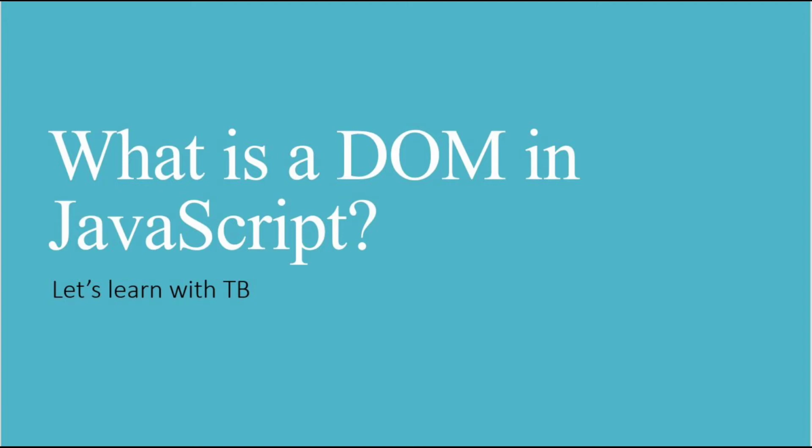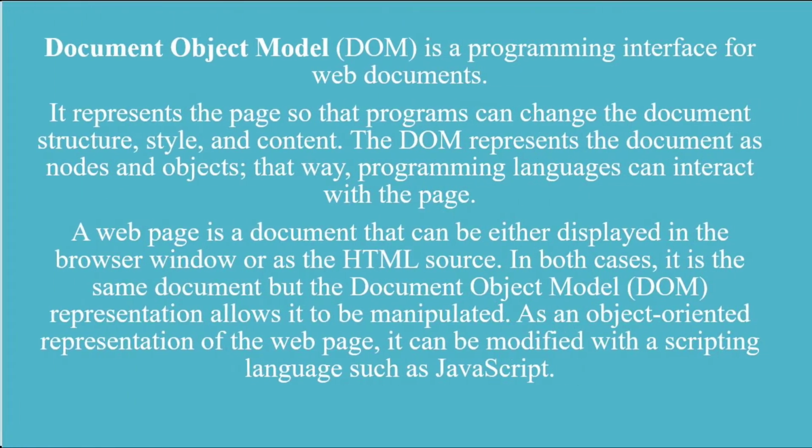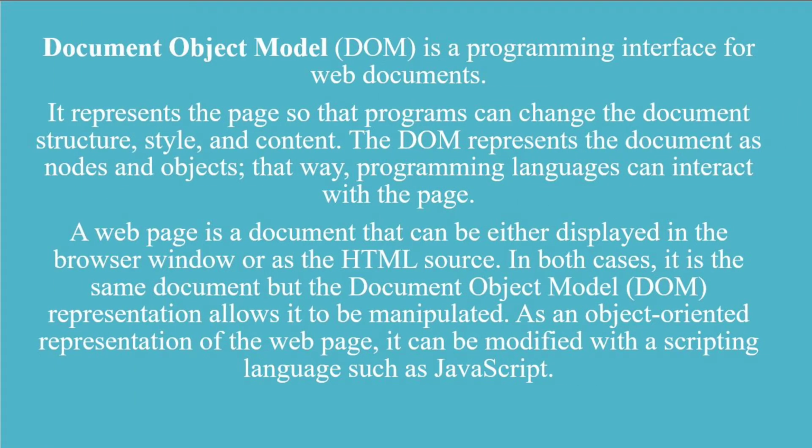Hello everyone, in this particular session we'll be discussing what is a DOM in JavaScript. So DOM, the full form of DOM is basically Document Object Model, and it is a programming interface for web documents. So whenever we convert a particular web application or web page into DOM format, it will convert all those things into some tree structural object and nodes format.